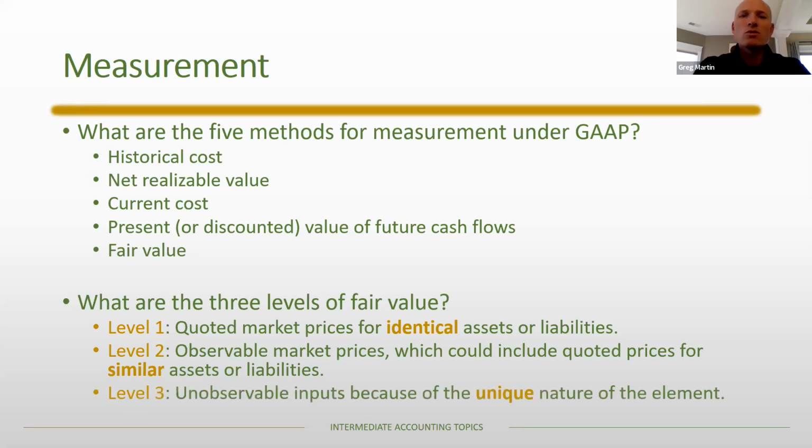Where it gets a little dicey is when you're in a level 3 situation where you really don't have any observable inputs because you have some sort of unique item. I would think art would be a situation like that. Let's say that I as a company own some artwork, and I would record it maybe at its historical cost. What did I pay to acquire it? But then the issue is, well, do I do a fair value?